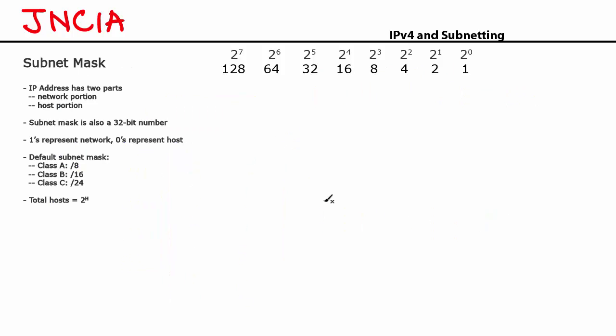Subnet Mask. Every IP address can be divided into two parts. When we talk about any IP address, it contains two important pieces of information. Number one is the network address or the network portion, and number two is the host portion. Talking about this IP address 10.0.0.0/8, one part of the IP address is what we call the network address or the network portion. The other part is the host address or the host portion.